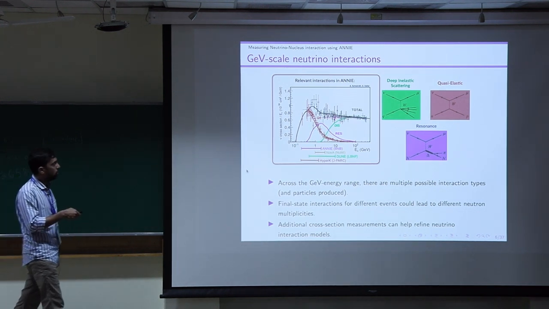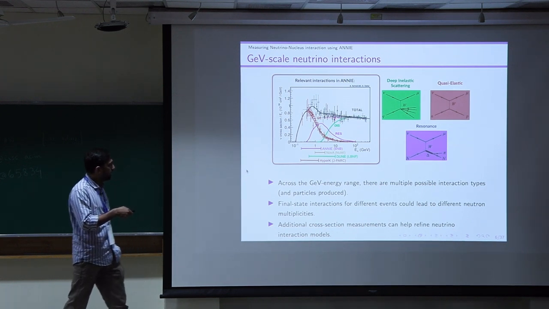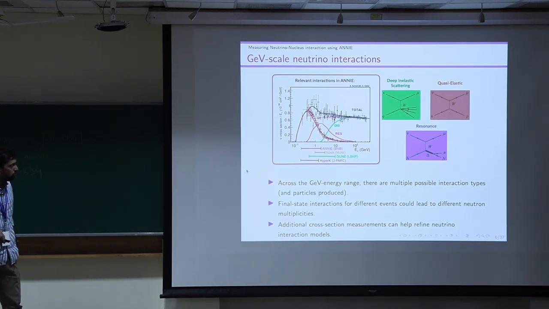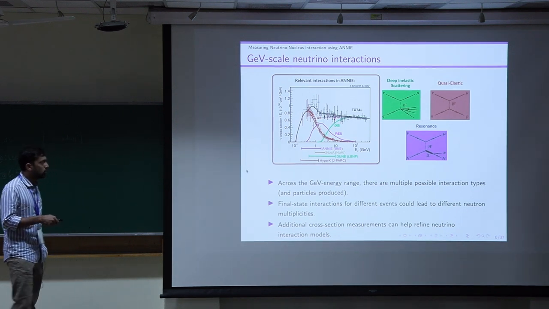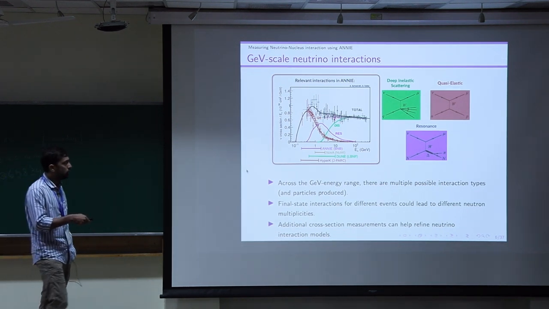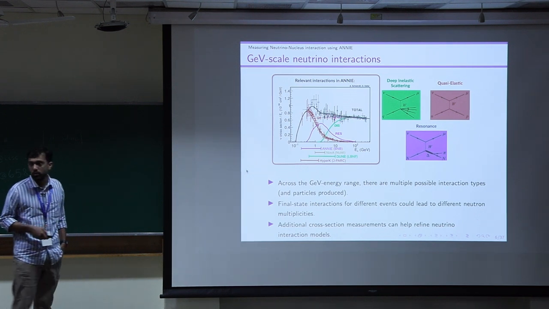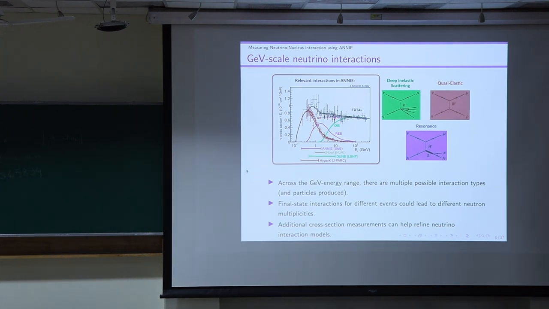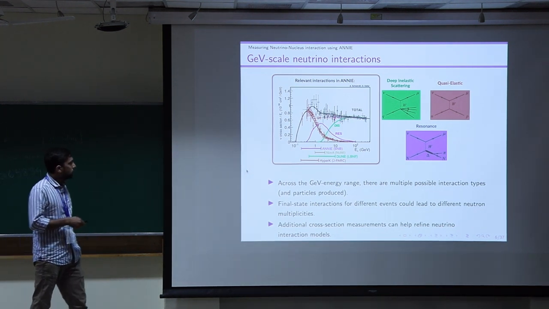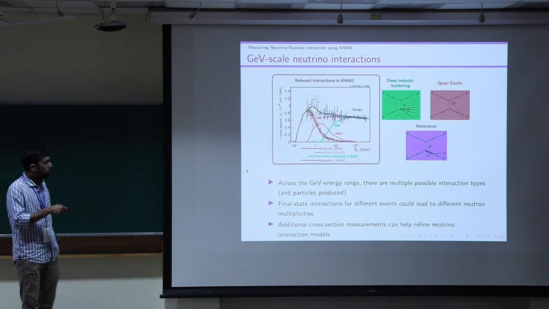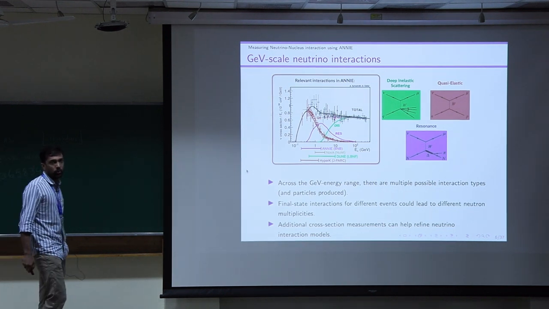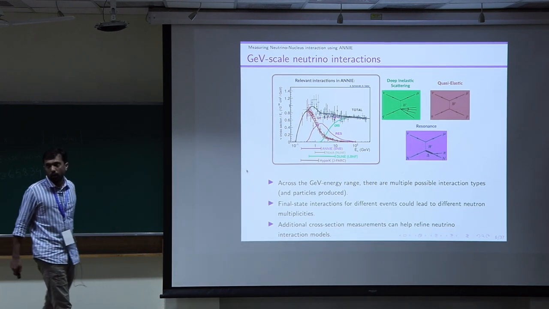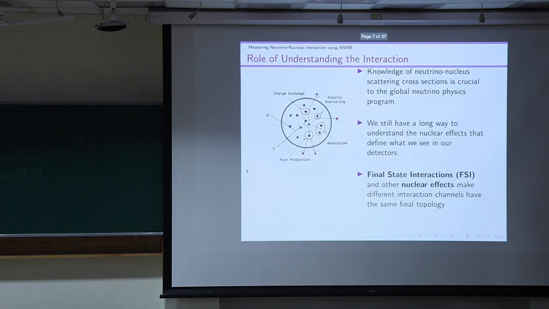Deep inelastic we don't consider here. The energy is not high enough to go into deep inelastic scattering in this case. And there is this resonance interaction also, in which an intermediate resonant particle is produced, and that eventually decays into pions or another nucleon. Okay, so this is an important task, to understand the neutrino-nucleus interaction cross section very well, because this is one of the inputs that goes into measuring the energy spectrum when we do the oscillation analysis.